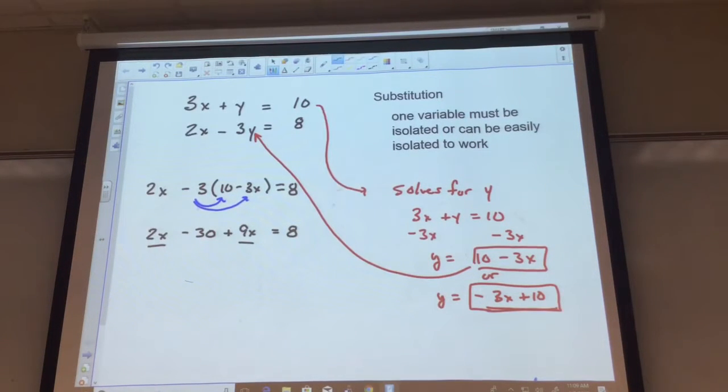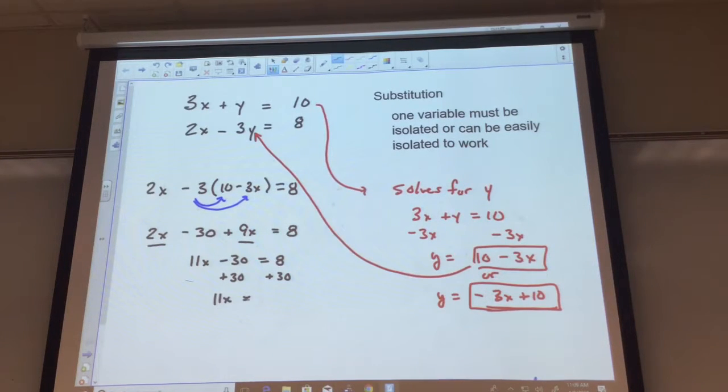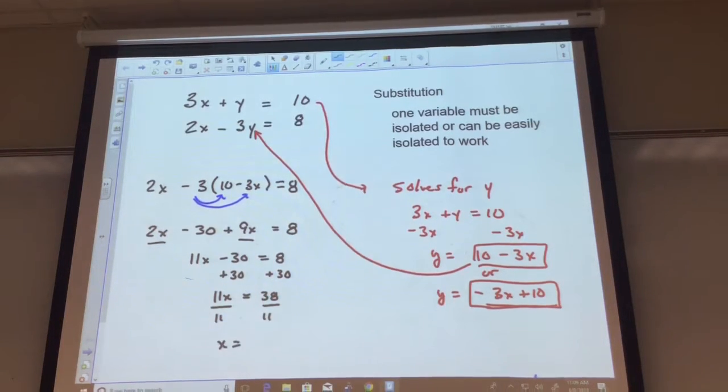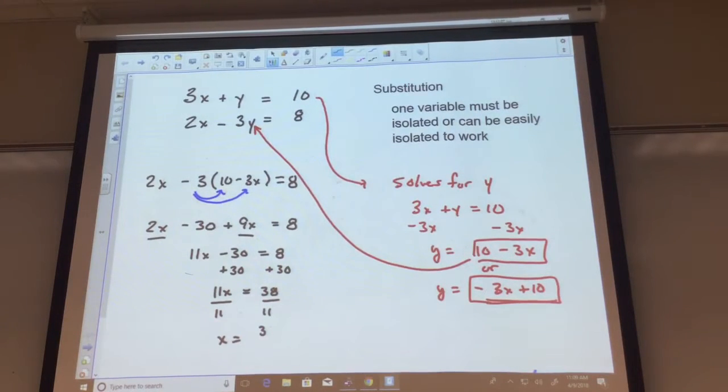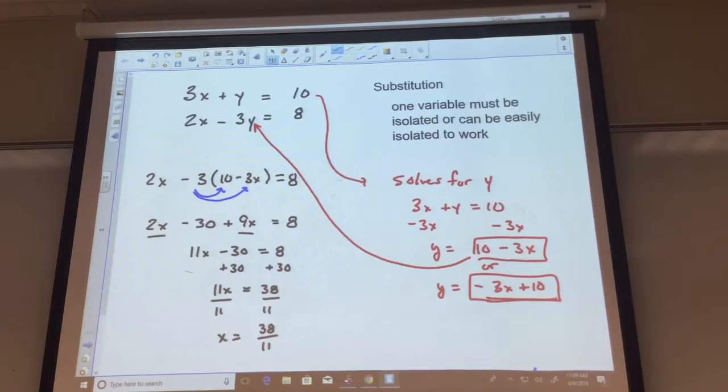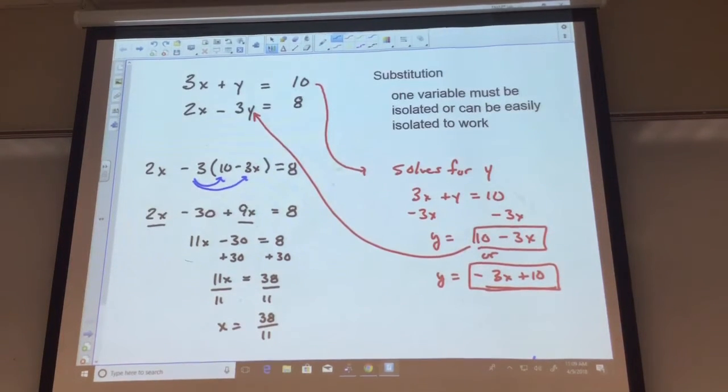Cleaning up my like terms in the problem, 11x minus 30 is equal to 8. And now that means that we need to get the 30 onto the other side of the problem. 11x is equal to 38. We divide by 11. X turns out to be, and unfortunately 38 divided by 11 does not reduce to a lower form.